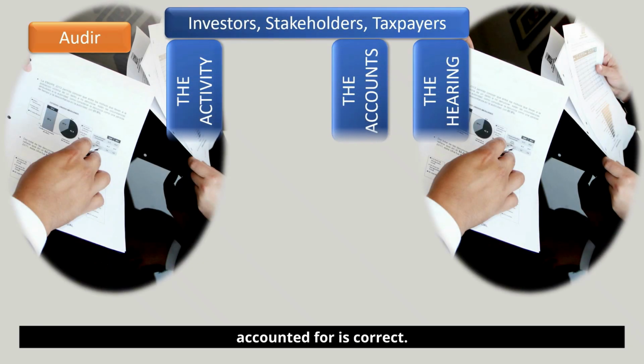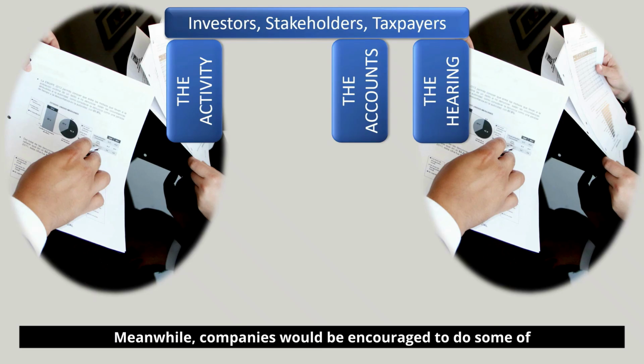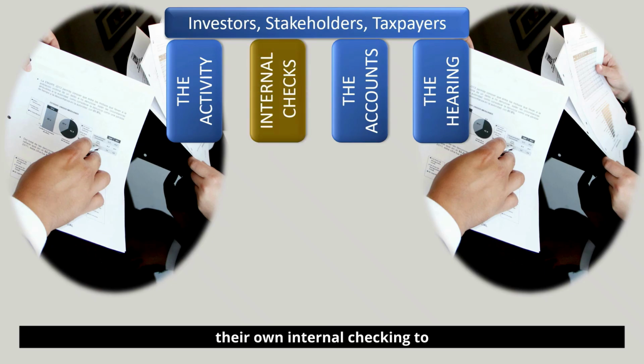In the mid-1850s, corporations were allowed to assume limited liability, where the shareholders avoided personal liability for any debts of the companies they invested in. Directors prepared accounts for their shareholders, which were checked by external auditors. A few years later, the Comptroller and Auditor General was set up to audit government accounts and report back to Parliament. Meanwhile, companies would be encouraged to do some of their own internal checking to support the outside auditors.